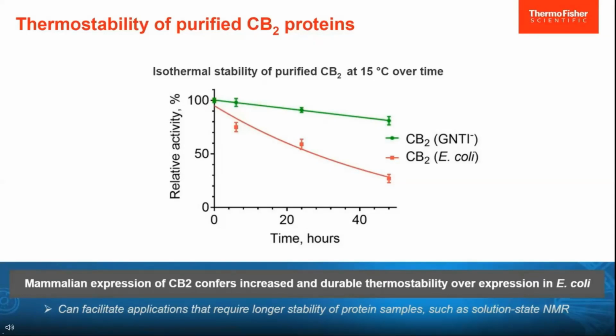However, the homogeneous glycan profile conferred through the expression in the GNT1- cell line is more suitable for structural biology efforts, as it is often the case with membrane protein production. And the increased stability and duration is particularly impactful for applications that require longer stability of protein samples, such as solution state NMR.